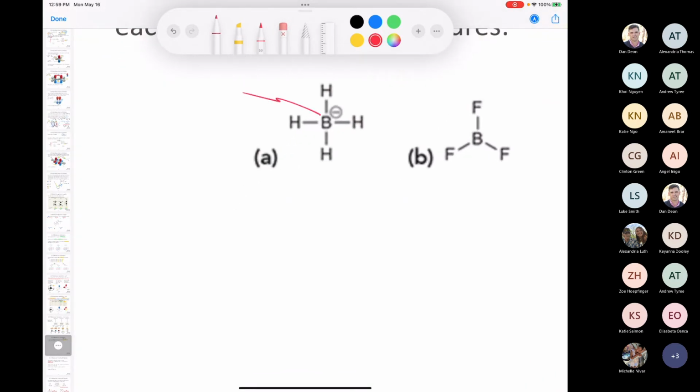If we look at the boron, could anybody tell me the hybridization of that boron? It's got a negative charge. No trick questions. What's the hybridization of that boron? Thanks, Andrew. Absolutely. It's sp3. That means it has a steric number equal to 4. That means that its electron geometry is tetrahedral. And since there are no lone pairs on the boron, that means its molecular geometry is also tetrahedral. Kind of running out of space here. Tetrahedral.